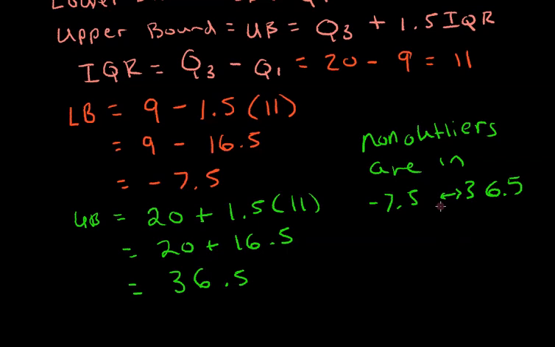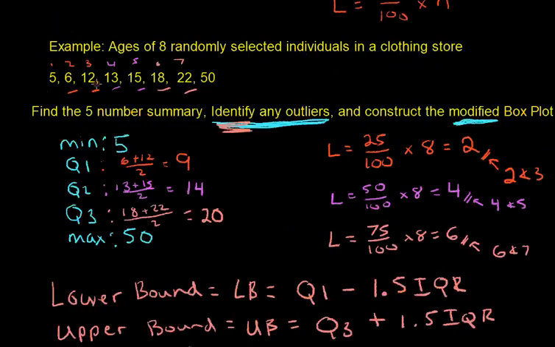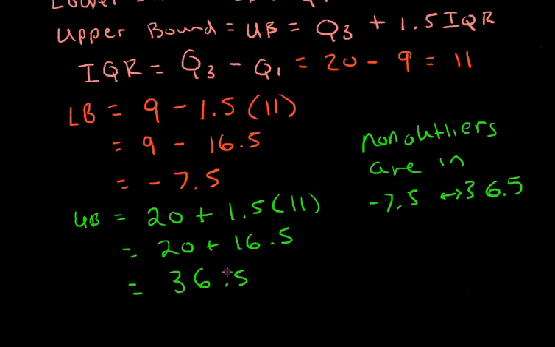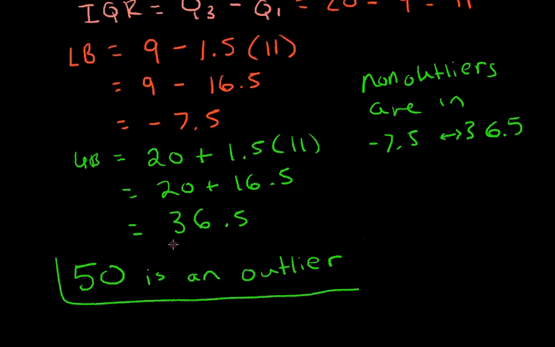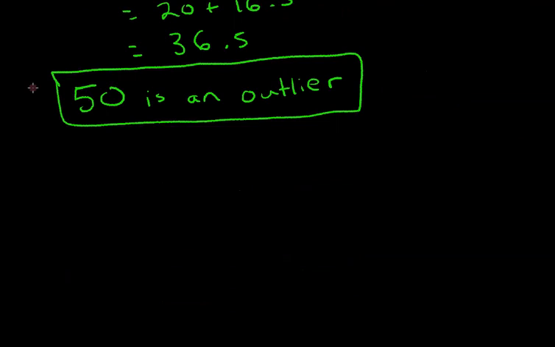So do we have any observations that are not in that range and therefore are outliers? Right? Yeah, we have this 50. 50 is outside of this upper bound, right? So the person who is 50 is an outlier. Okay, so that's how you identify outliers. You calculate your upper and lower bound, and then you see if there are any observations that are outside of those bounds.